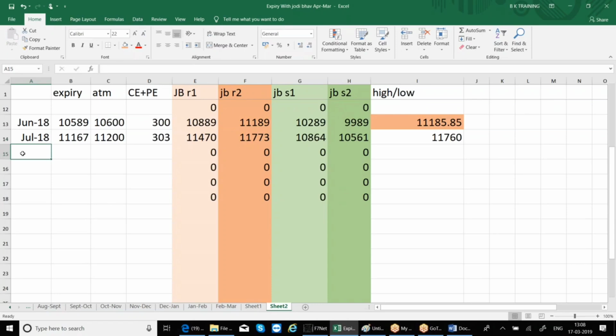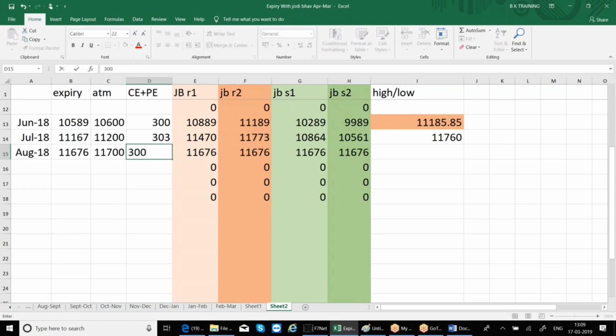So, one second, sir. August expiry 11,676. 11,700. Premium was 300. हाँ बोलिए सर.